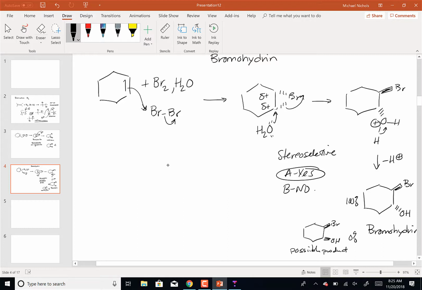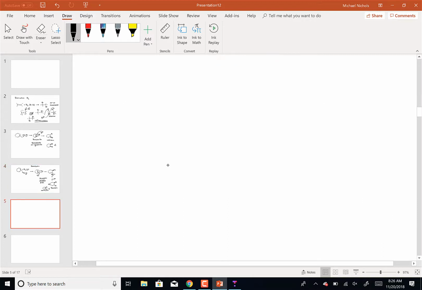Is it regioselective? No, why not? The alkene is symmetrical, but the reagent is not. Because I'm adding a Br and an OH, it's not a symmetrical reagent. So now let's make it a little more complicated by using an unsymmetrical alkene with the bromohydrin formation. So now all I have to do is just add a methyl group, and it becomes a different problem.